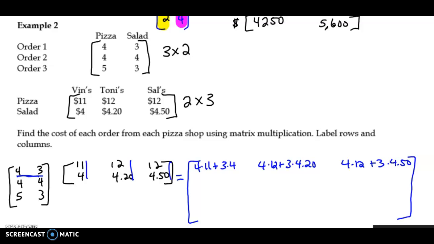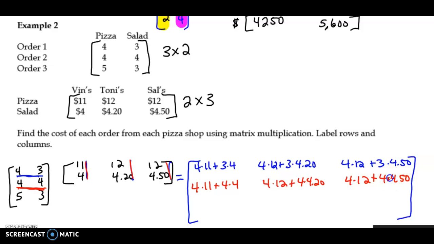So then we go to the second row. So row 2, column 1. So it's going to be 4 times 11 and 4 times 4. Row 2, column 2. 4 times 12, 4 times $4.20. Row 2, column 3. 4 times 12 plus 4 times $4.50.